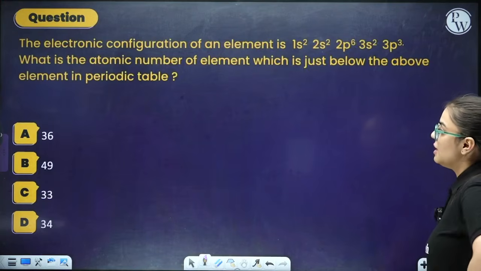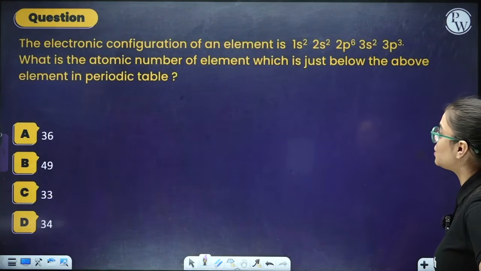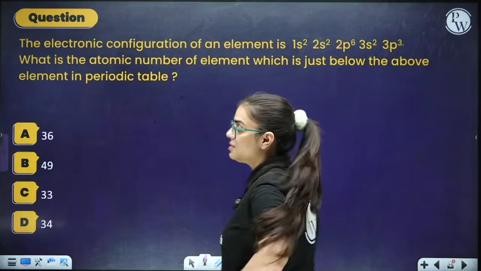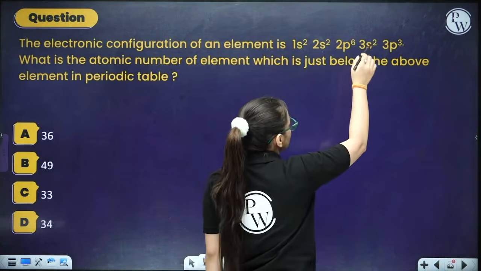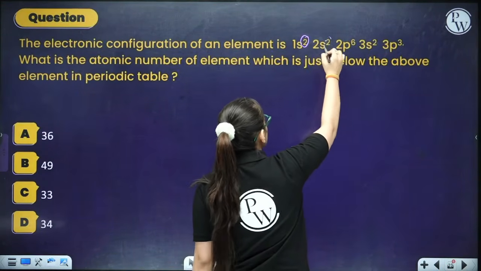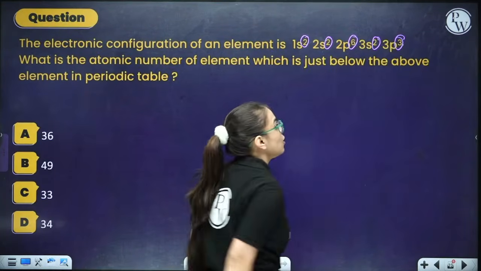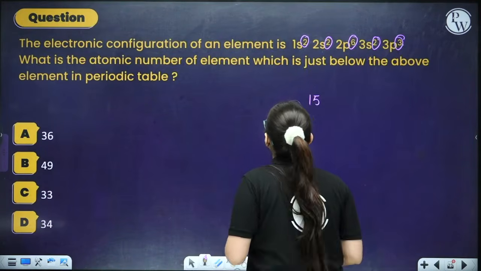The next question is: the electronic configuration of an element is given. What is the atomic number of the element which is just below the above element in the periodic table? See, what is the number of electrons? First of all, 1s2, 2s2, 2p6, 3s2, 3p3. That means 2 plus 2 is 4, 4 plus 6 is 10, 10 plus 2 is 12, 12 plus 3 is 15.